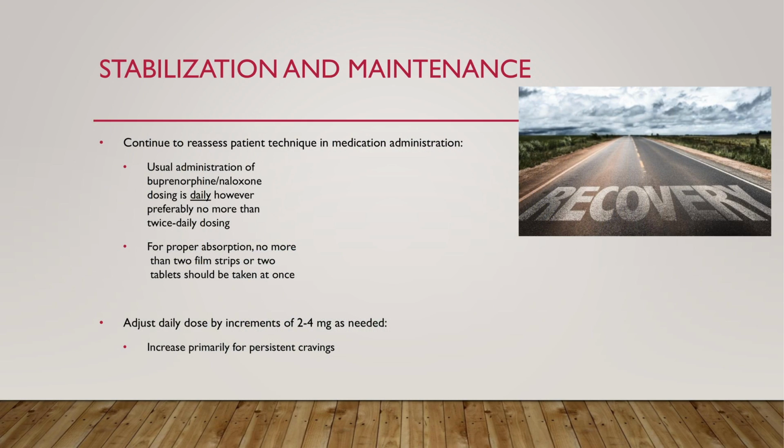More on administration, so films or strips, usually no more than 2 tablets should be taken under the tongue at once. And then in the maintenance phase and the stabilization phase, we're usually making small increments, increasing or decreasing the dose, mainly based off the patient's cravings. So if they're coming back to us and saying they're still having cravings for opiates, we might increase their buprenorphine a little bit until they're no longer having opioid cravings. And that's really how we're dosing the medication in the maintenance phase.